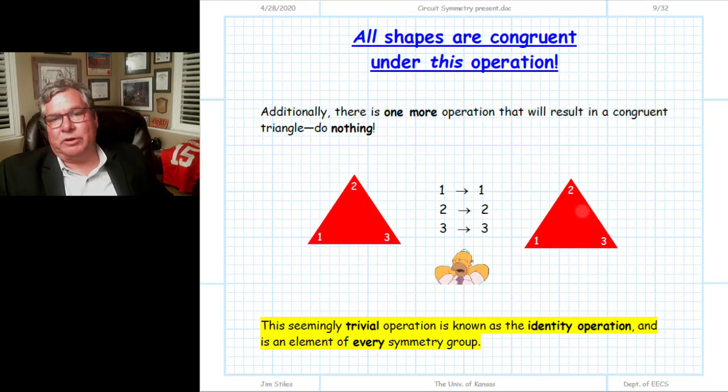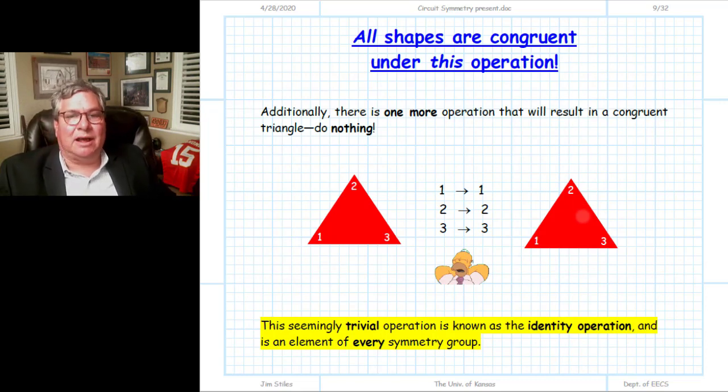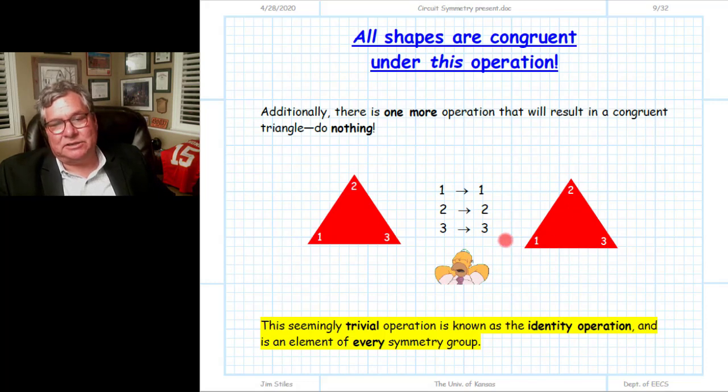Now there's one more operation that we can do to this equilateral triangle, which will result in an equilateral triangle that is exactly the same, that is congruent under this operation. And this operation is pretty simple. It is essentially to do nothing. Corner 1 stays at corner 1, corner 2 stays at corner 2, and corner 3 stays at corner 3. So this is a description of that operation. And since we have done nothing to the equilateral triangle, it is congruent, both with respect to its original and its result.